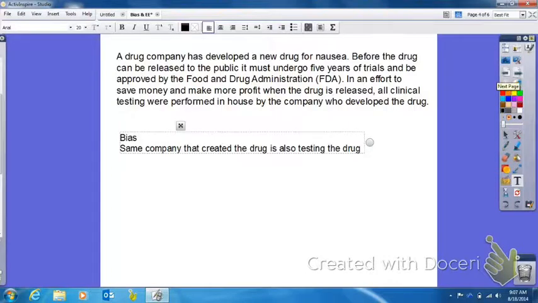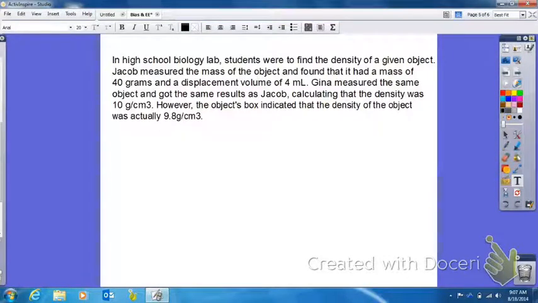Okay, all right. Here's another scenario. In high school biology lab, students were to find the density of a given object. Jacob measured the mass of the object and found that it had a mass of 40 grams and a displacement volume of 4 milliliters. Gina measured the same object and got the same result as Jacob, calculating the density at 10 grams per centimeter cubed. However, the object's box indicated that the density of the object was actually 9.8 grams per centimeter cubed. So what's the problem here? Is this bias or experimental error?